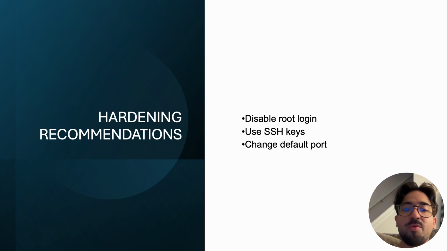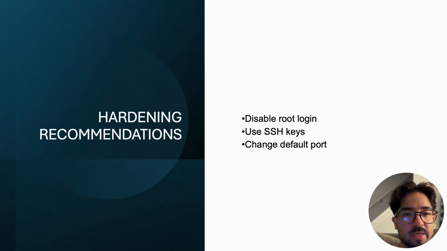Now we have the 3 hardening recommendations. To improve the security of SSH, there are several important hardening recommendations that should be implemented. First, disabling root login prevents attackers from directly accessing the system using the root account. This reduces the risk of brute force attacks targeting the most powerful account on the system.